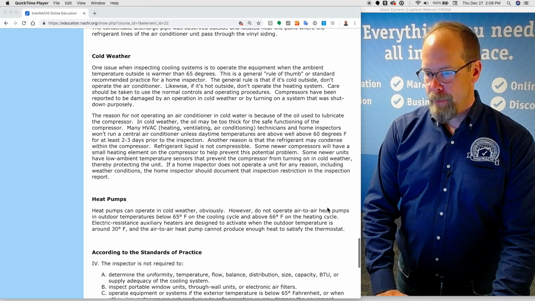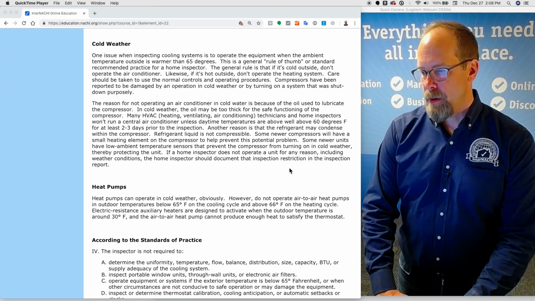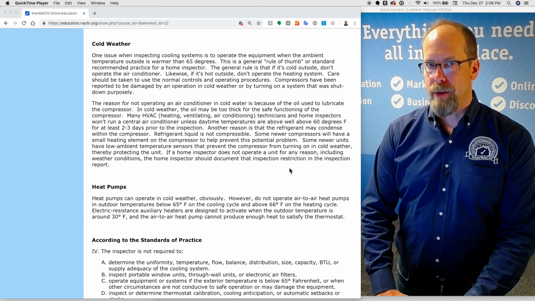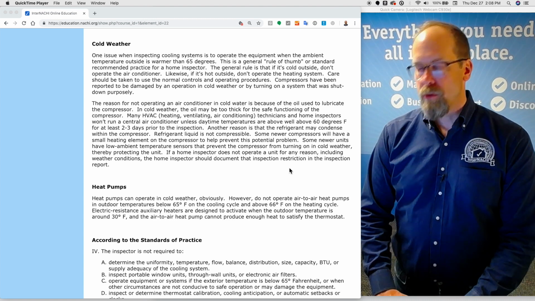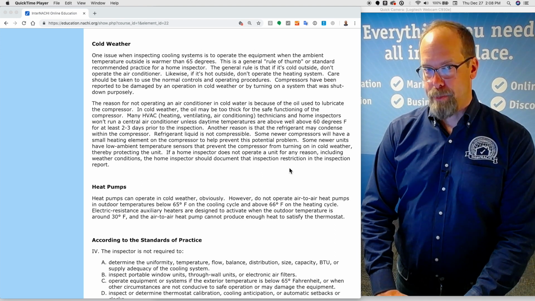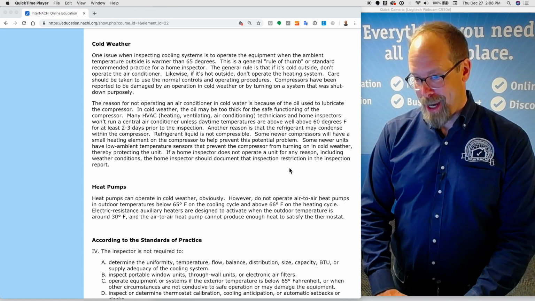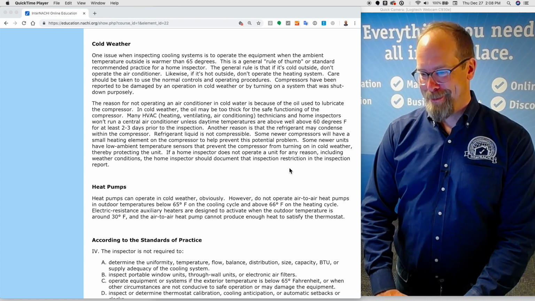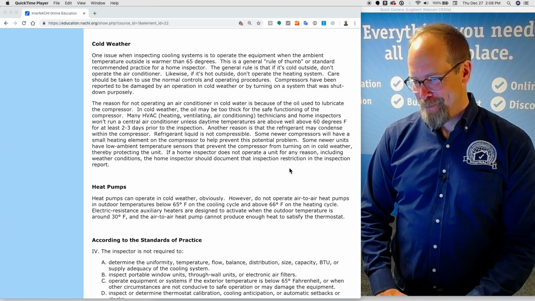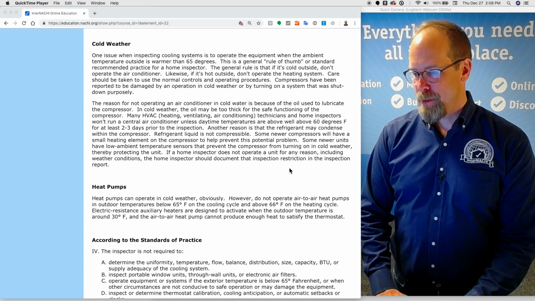Cold weather. One issue when inspecting cooling systems is to operate the equipment when the ambient temperature outside is warmer than 65 degrees Fahrenheit. This is a general rule of thumb, or standard recommended practice for a home inspector. The general rule is that if it's cold outside, don't operate the air conditioner. Likewise, if it's hot outside, don't operate the heating system. Care should be taken to use normal operating controls and operating procedures.